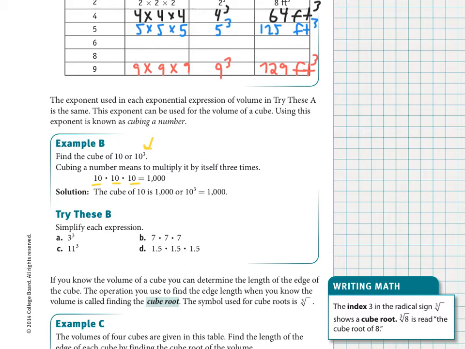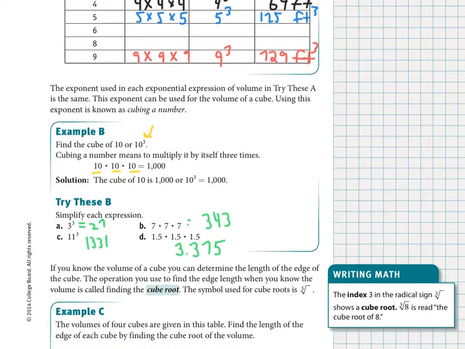We actually did 3 to the third in the table above, didn't we? Well, that one equaled 27. Okay, and these are probably just calculator problems. You might know some of them in your head, but 7 times 7 times 7 is 343. Okay, 11 to the third power, right, is 11 times 11 times 11, 1,331. Okay, and then 1.5, again, I'm just using the calculator, times itself 3 times got me 3.375.